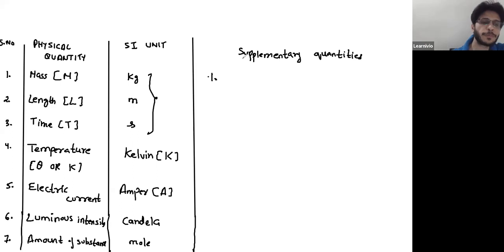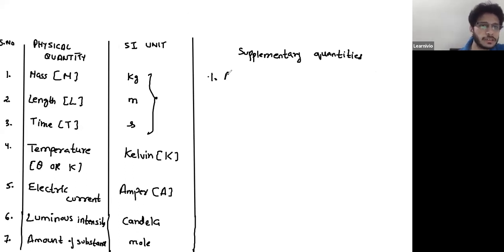The next are supplementary quantities. These supplementary quantities are not fundamental physical quantities. Neither can we say that they are derived. They are neither fundamental nor derived. That's why we call them supplementary quantities. You cannot derive these quantities directly from fundamental quantities. So they are not derived, they are supplementary. They are just two supplementary quantities.